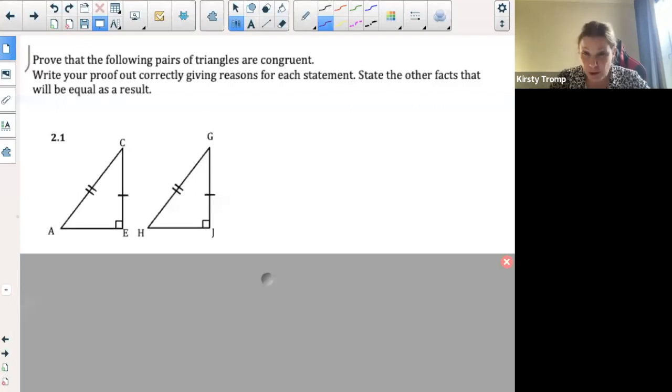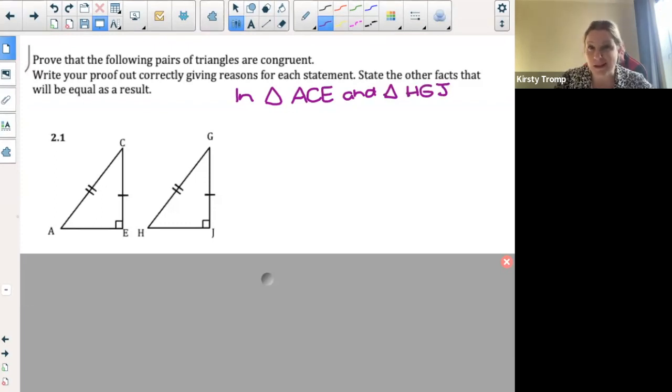The first thing that we want to do when we're doing this kind of question is start with our opening statement. We're going to start with: in triangle ACE and triangle HGJ. Okay, so that's our opening statement. In triangle ACE and triangle HGJ. All right, number one.